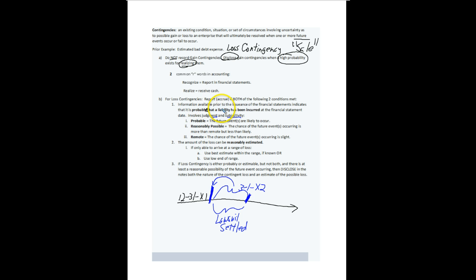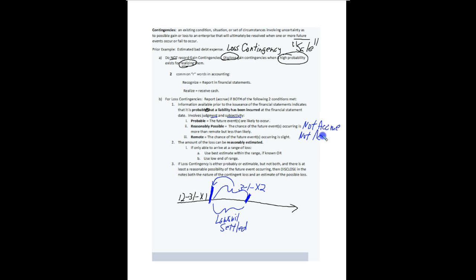So again, it has to be probable. So if it's probable that a future event is likely to occur, we accrue it. However, if it's reasonably possible, that means the future event is more than remote but less than likely, then we do not accrue. We just leave it alone. Or if it's remote that we're going to have a loss, then we don't do anything either.